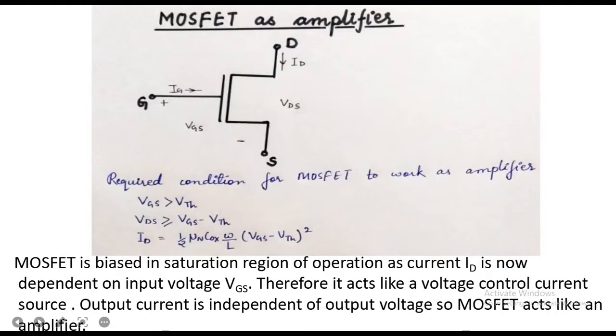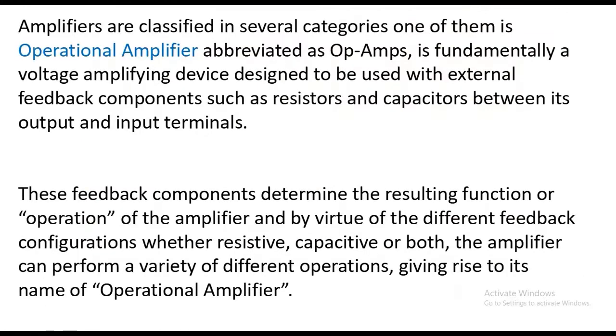So here we look at how a MOSFET can act as an amplifier. For a MOSFET to act as an amplifier, it has to fulfill the required condition, that is VGS is greater than VTH and VDS is greater than or equal to VGS minus VTH. In this biasing condition, the MOSFET is biased in the saturation region of operation as current ID is now dependent on the input voltage VGS. Therefore, it acts like a voltage controlled current source and the output current is independent of output voltage. So, the MOSFET acts as an amplifier here.